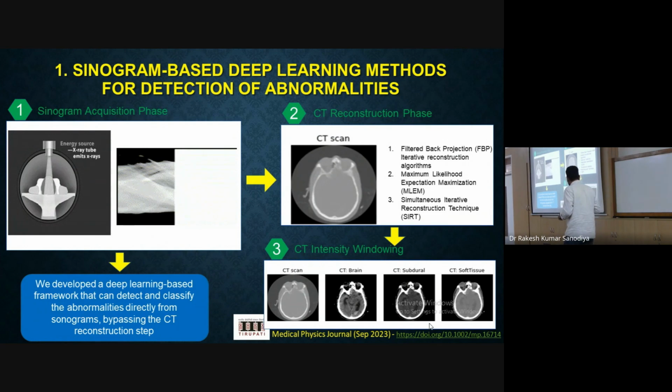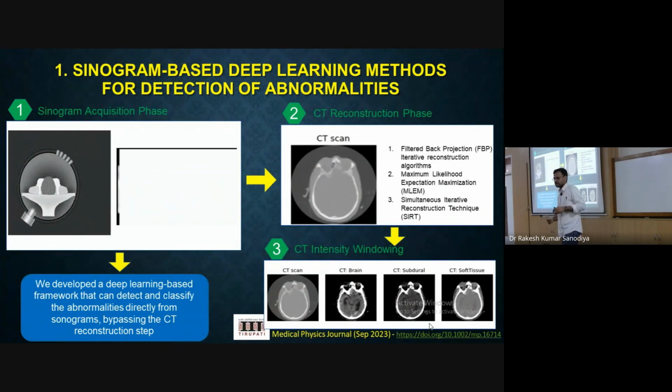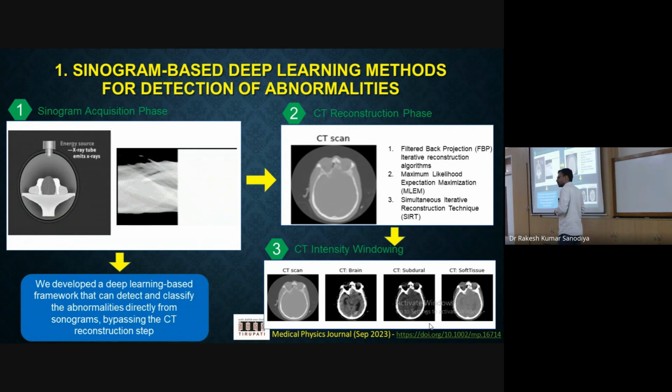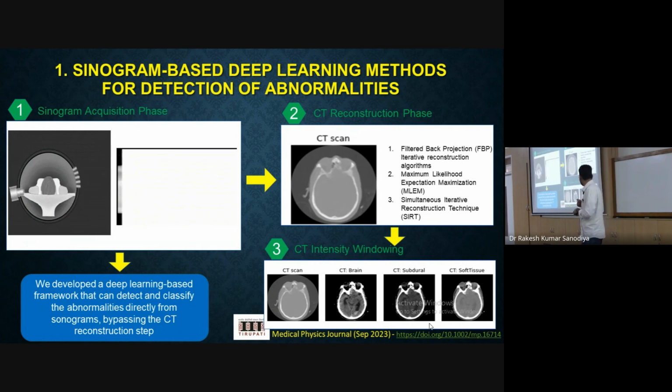Suppose I want to see the brain part, there is a particular range of intensities you look into, and the rest is suppressed. In image processing, that's referred to as a windowing operation. He looks at some window. The subdural region is another region in the brain; to see if there is an injury there, he uses a particular range of intensity. Same for soft tissues. So the first idea is, can we do similar stuff to the sinogram?